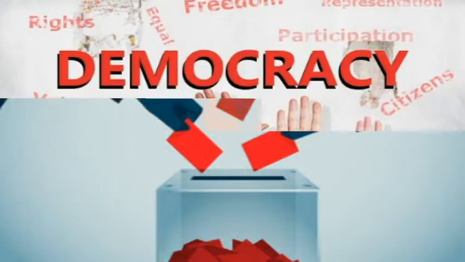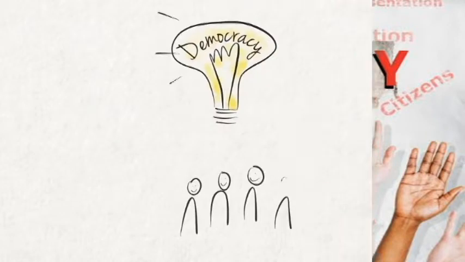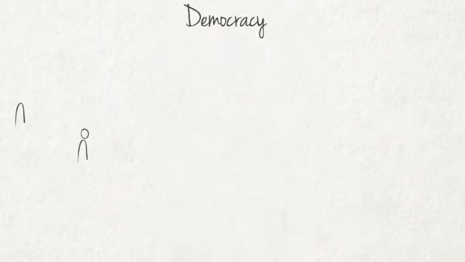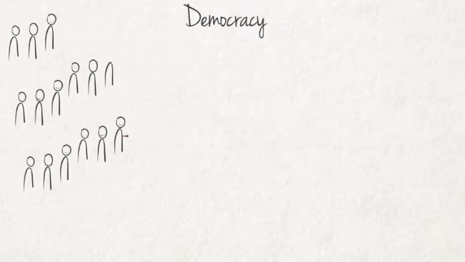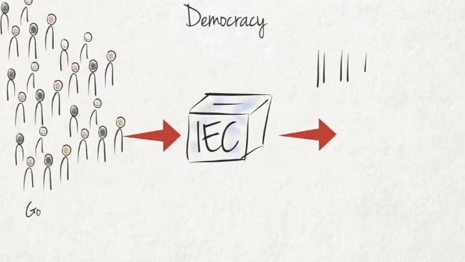Democracy is a government by the people, as it was defined by Abraham Lincoln. It is a government of the people, by the people, and for the people. This is a form of government in which the ultimate or supreme power is vested in the people, and this power is exercised directly by them or by their elected representatives in a free and fair election.